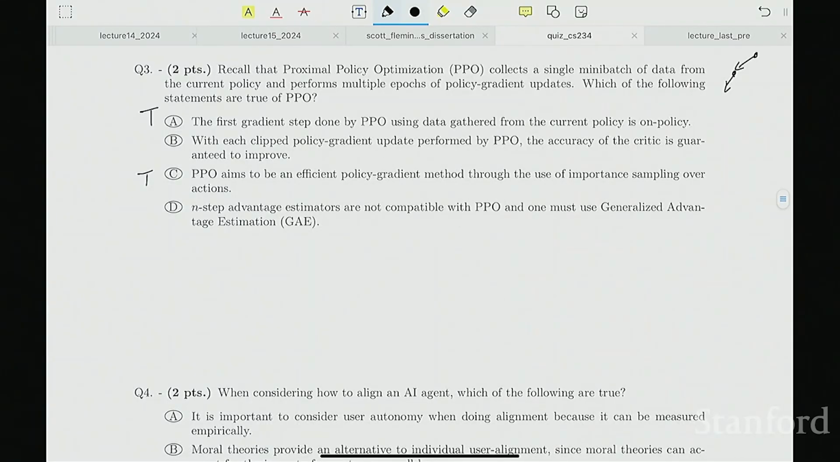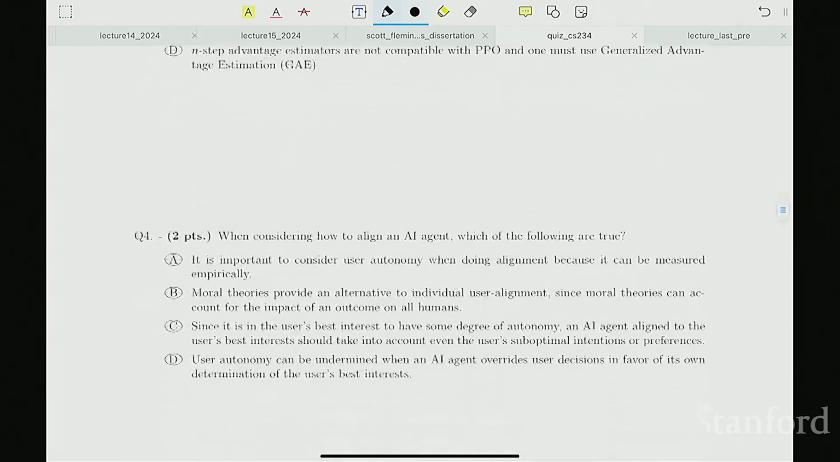And the last is that you can use lots of different types of advantage estimators. So D is not true. You could use generalized advantage estimation, but you could also use other methods as well. Throughout this, if anybody has any questions, feel free to ask me.